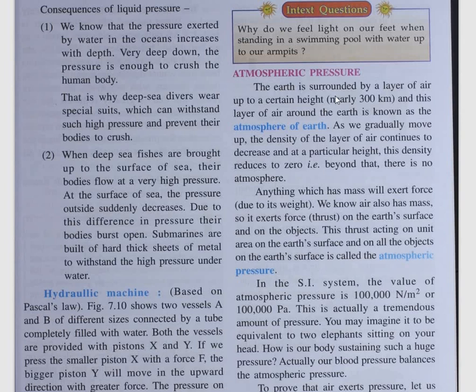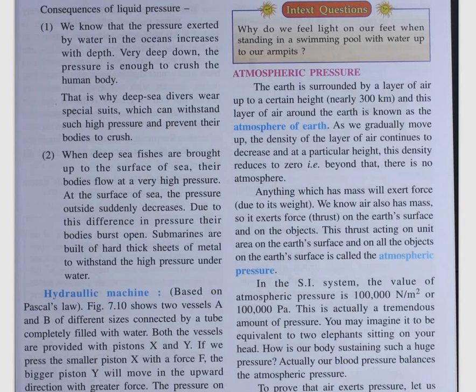Atmospheric pressure. The Earth is surrounded by a layer of air extending to a height of about 300 kilometers. This layer of air around the Earth is known as the atmosphere of the Earth. As we gradually move up, the density of the layer of air continues to decrease, and at a particular height this density reduces to zero. Beyond that there is no atmosphere, meaning out of the exosphere.